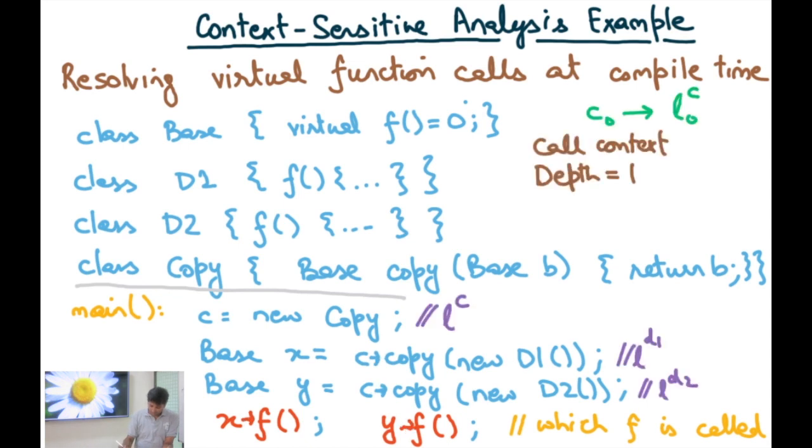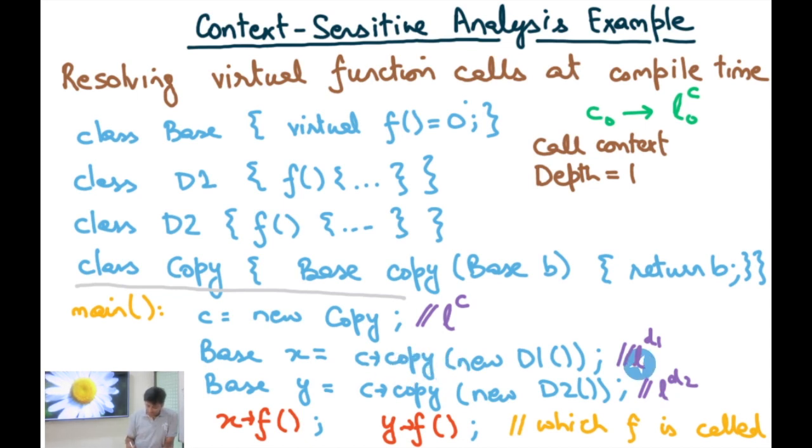The first step in doing the context-sensitive pointer analysis is to label the allocation sites and the call sites. One allocation site is this new Copy, so let me call that LC. Another allocation site is this new D1, let me call this LD1. Similarly, another allocation site is new D2, let me call it LD2. I'm skipping a few steps here. I should have actually expanded this into three-address code, but just so that I can fit everything on a single slide, I'm avoiding that step, and it still works.